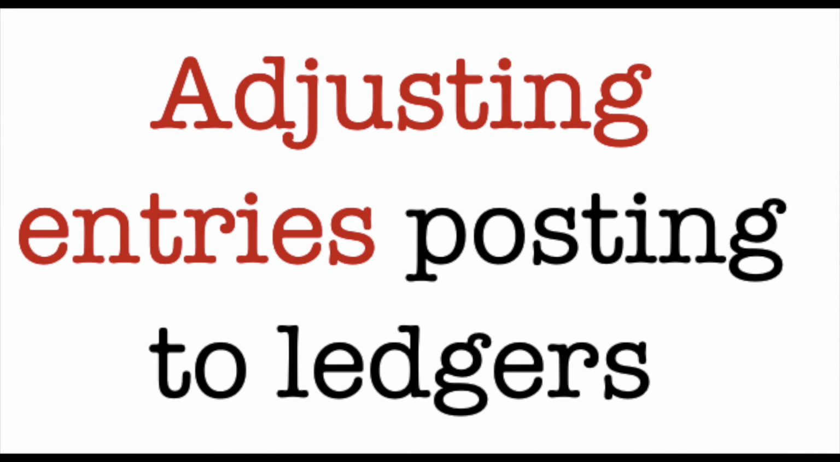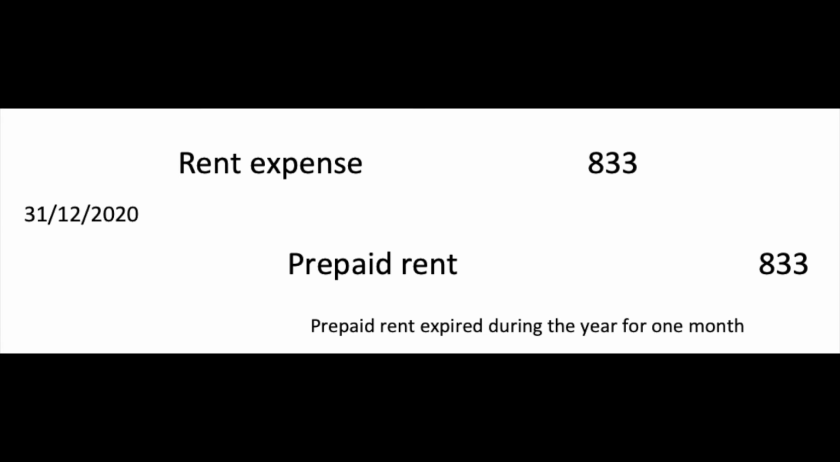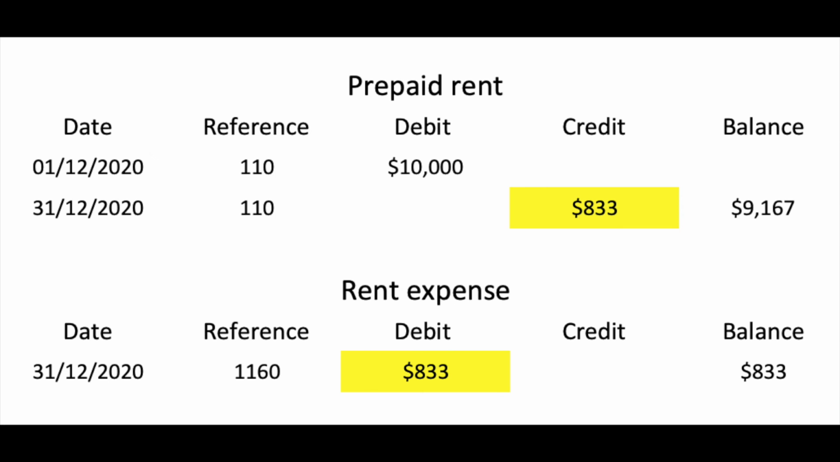Adjusting entries posting to ledgers. The first adjusting transaction affects two ledger accounts: rent expense and prepaid rent. Company posted $833 in account number 1160 and a reduction of $833 in account number 110.